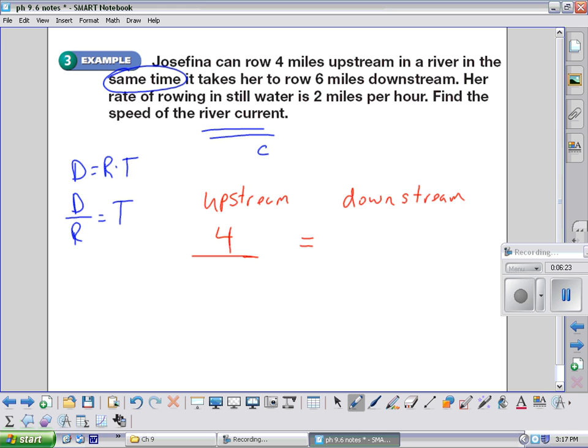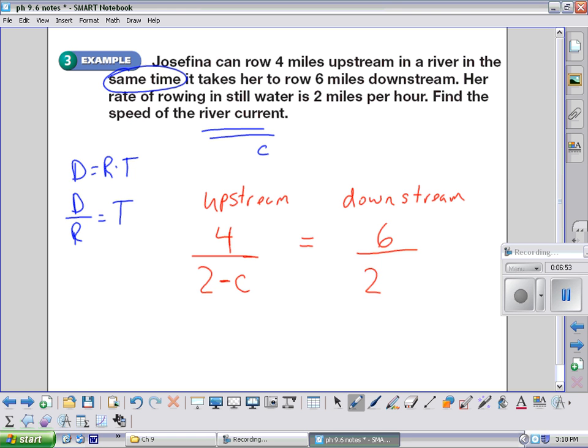Her rate is 2 miles an hour in still water, and if she's against the current, well then the current is subtracting from her speed. Agreed? Okay. Now, downstream, she went 6 miles was her total. Okay, 6 miles was her total.